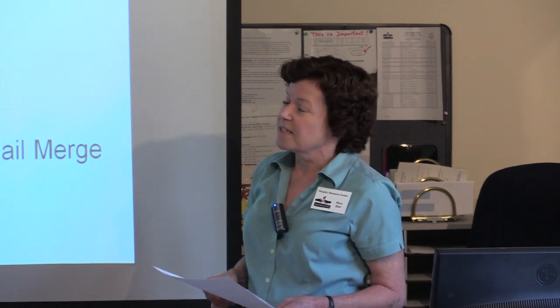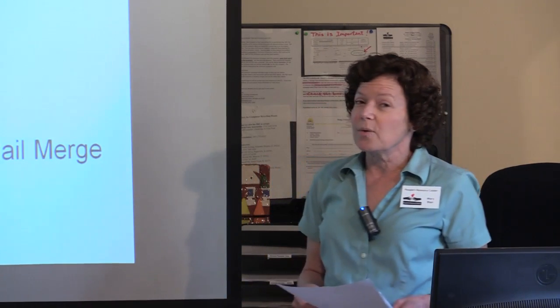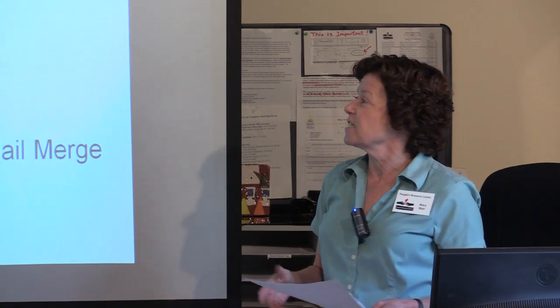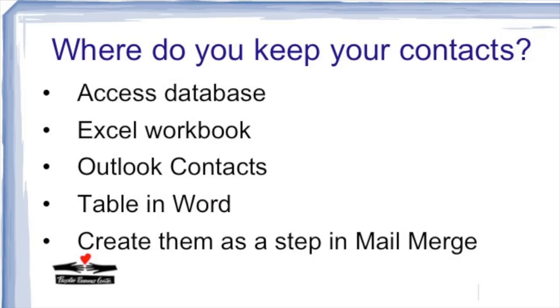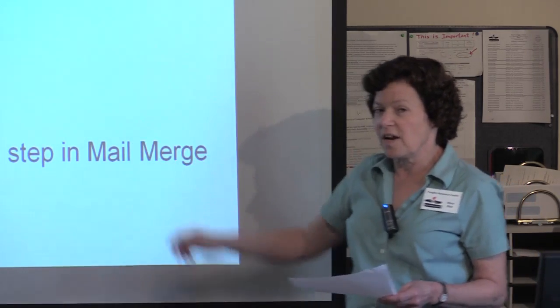Where do you keep your contacts? Well, because mail merge is part of Microsoft Word, it works very well with other packages of Microsoft Office. Your contacts could be in an Access database, your names and addresses. It could also be from an Excel workbook, in Outlook contacts, or a table in Word, and you could create your contacts as you go in mail merge. So there's 5 different ways that you can get your contact information.